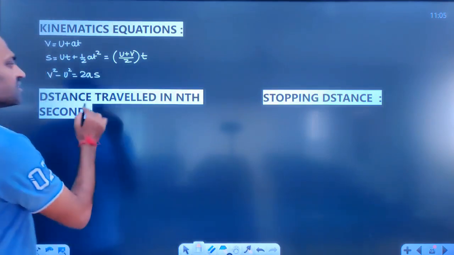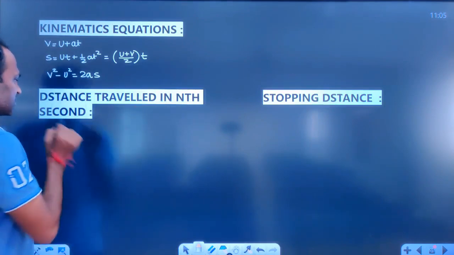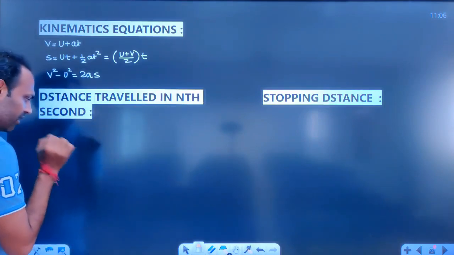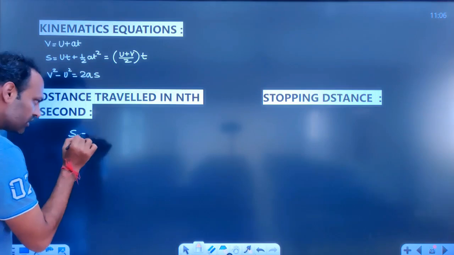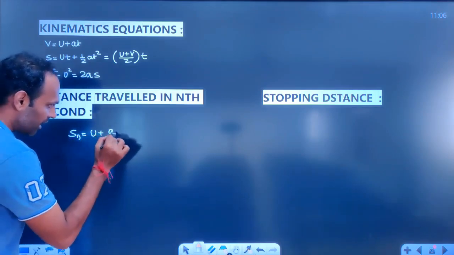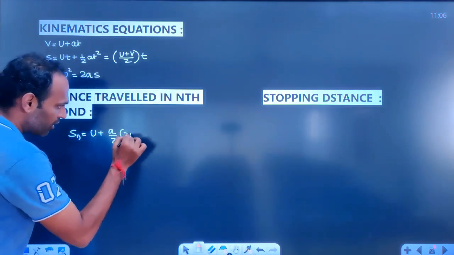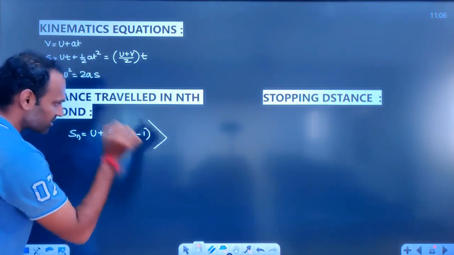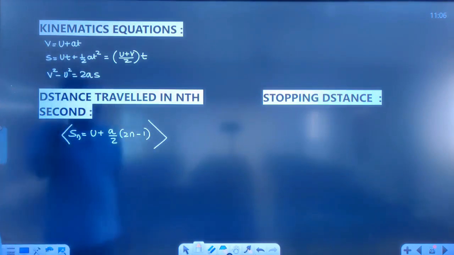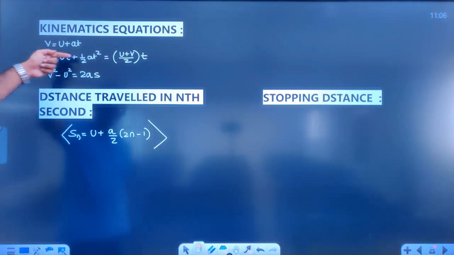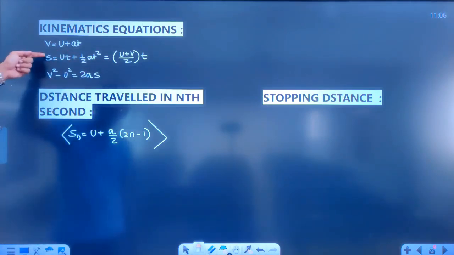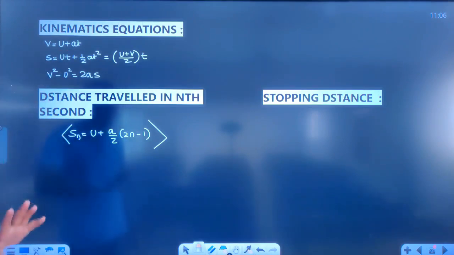Next, distance traveled in nth second. Distance traveled in nth second is given by Sn is equal to U plus A by 2 into the bracket 2n minus 1. What is the difference between the formula S equal to UT plus half AT square and U plus A by 2 into the bracket 2n minus 1? This is total distance traveled and this is distance traveled in nth second.